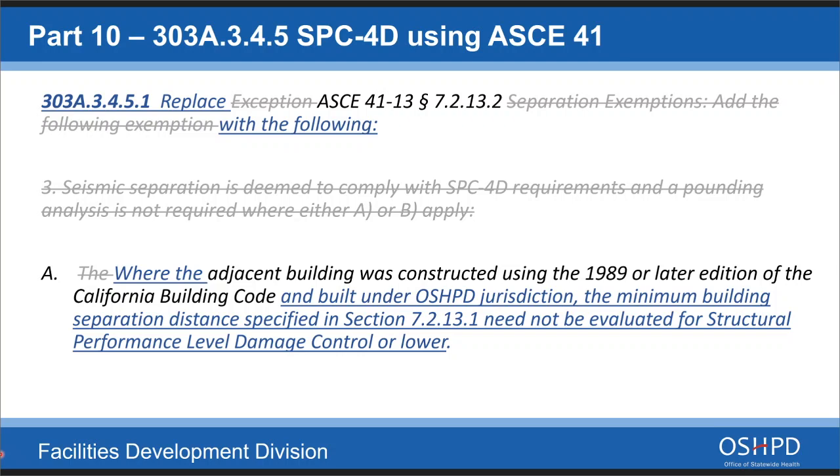And we said we want to make sure that this only applies to buildings reclassified to SPC 4D, and SPC 4D has a performance objective of damage control at a BAC 1E. So we said it need not be evaluated for structural performance levels for damage control or lower, that means damage control, life safety, or collapse, right? So then you don't need to do that if it's an SPC 5 building. Next slide.